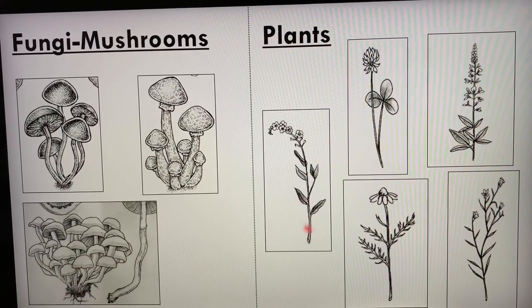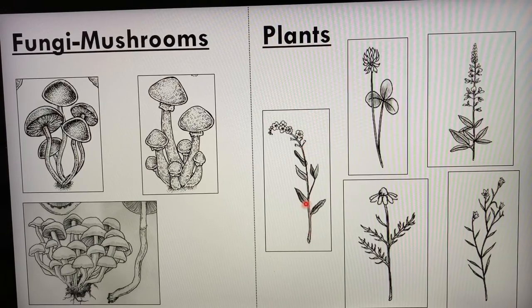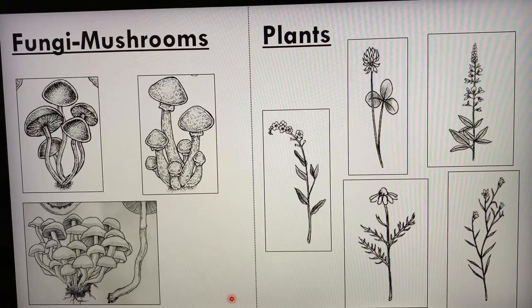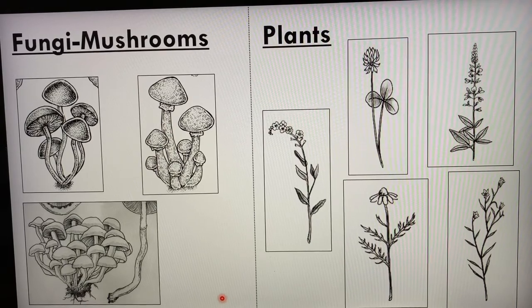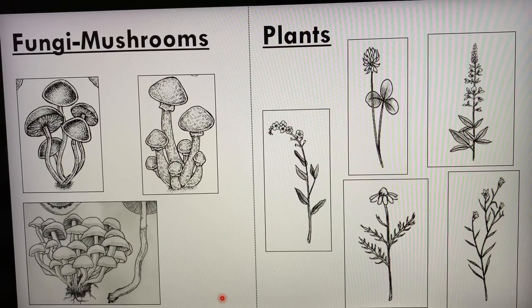Whereas over here is different. These are plants. They have a stem here, specifically with the leaves and the flowers. So I hope with all these images, children or students, you become clearer on the difference between mushrooms and plants, and don't get confused or misunderstand between these two. They may look like plants, but these are actually mushrooms. Look at the cap there, the shape of the cap.